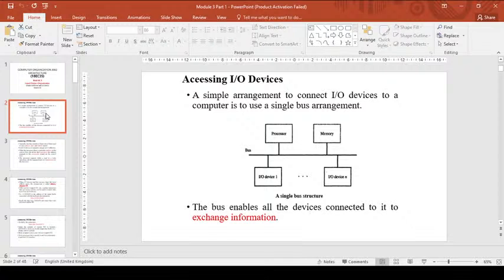So the first topic under Module 3 is accessing IO devices. This particular topic we are not studying newly here. This topic is already introduced in the second module, right? So here we talk about accessing IO devices. Here the figure is for a single bus structure where you can see the processor and the memory are connected to the IO devices. Input output devices, n number of devices can be connected depending upon how many IO devices the processor can support.